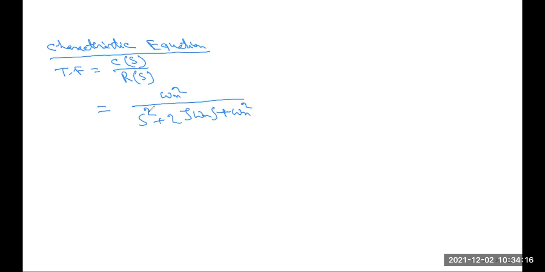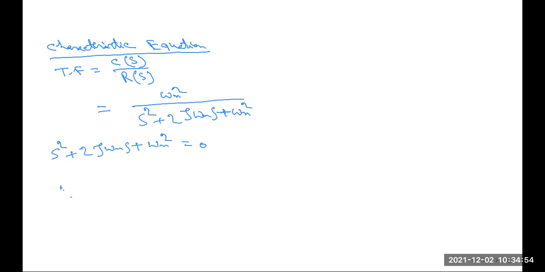But in your syllabus only first order and second order systems are coming. Here you can see this denominator part, that means s square plus 2 zeta omega n s plus omega n square, when it is equal to 0, this above equation is also a quadratic equation with two roots because it is a second order system.